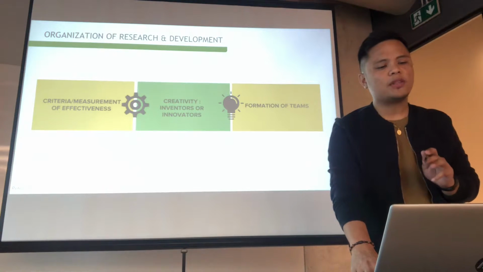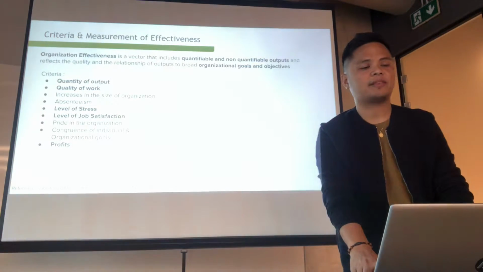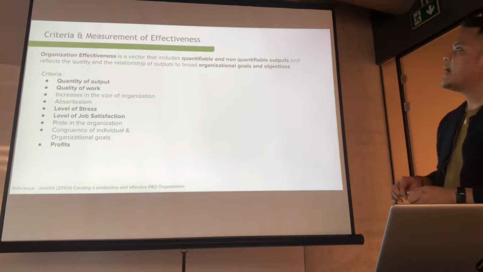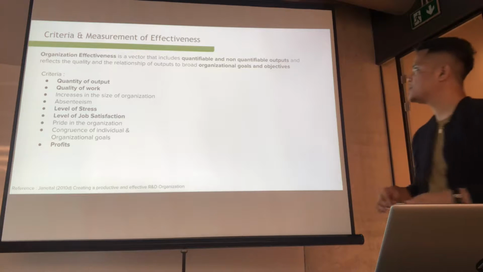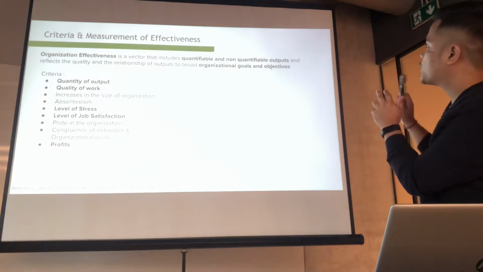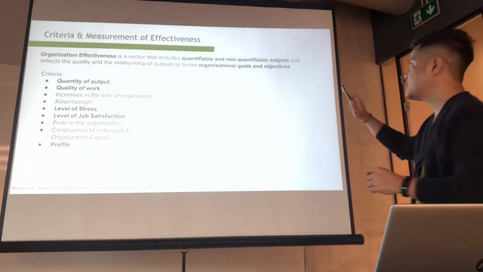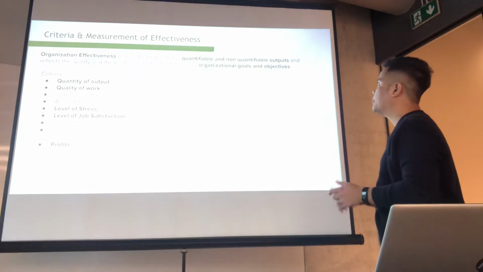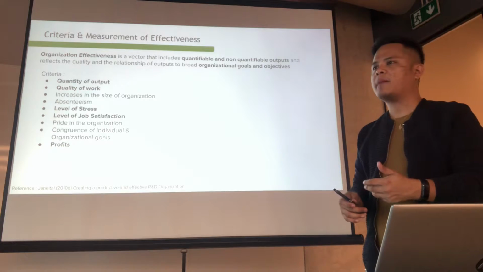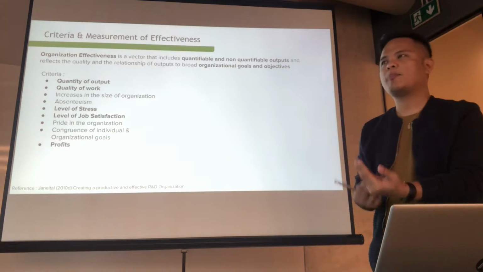Okay, so let's focus on the first subtopic, which is criteria/measurement of effectiveness. So organization effectiveness is a vector that includes quantifiable and non-quantifiable outputs and reflect the quality and relationship of outputs to broad organizational goals and objectives. So, nag-highlight ulit ako ng two major factors or phrase dito sa definition ng organization effectiveness. First one is quantifiable and non-quantifiable outputs. So, there are some kasi na, you have to measure in numbers and there are some na qualitative measurement lang siya. So, somehow parang pwede nyo siyang gawing subjective at the same time objective. So, ganun yung measurement niya.